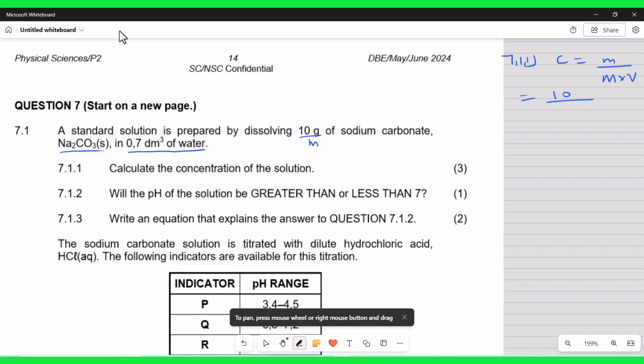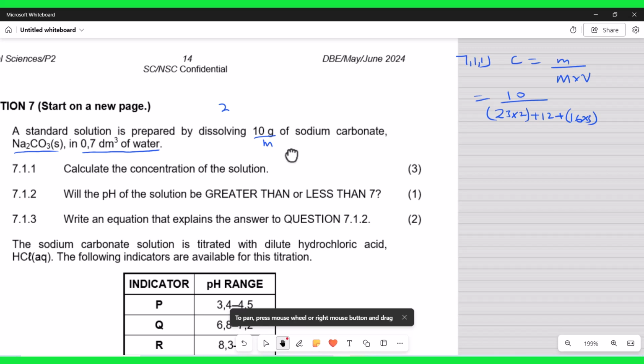Now, sodium is 23, but because of the 2, we multiply by 2, so 23 times 2. And then carbon is 12, so plus 12 here. And then what about oxygen? Oxygen is 16 times 3, because there are 3 oxygen atoms. So then times the volume. Now volume is 0.7, you can see it here. So we say times the volume.